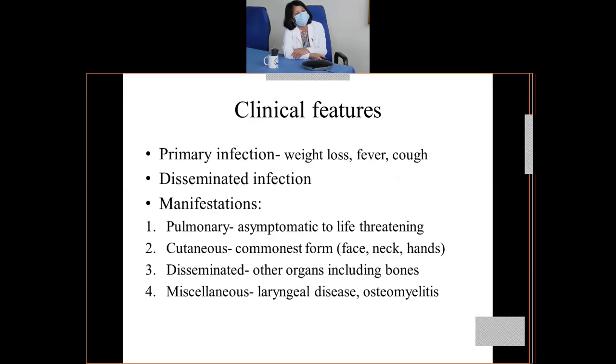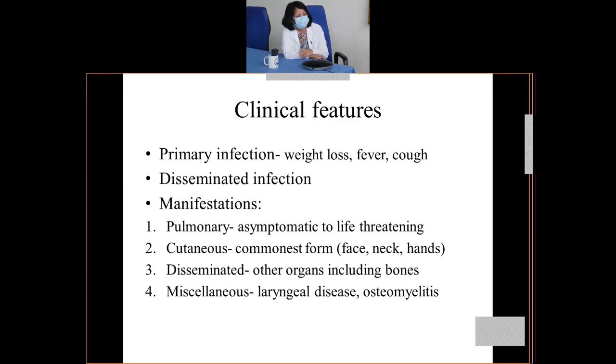So what are the clinical features associated with blastomycosis? The primary infection may result in a fever, it may result in cough because of the respiratory tract being involved, or it may result in weight loss. And when it goes into disseminated infection, the manifestations become more severe. For example, the pulmonary manifestations can be asymptomatic if the Blastomyces species stay in the lungs. They may be asymptomatic in certain individuals, or in immunocompromised individuals, they may be life-threatening.